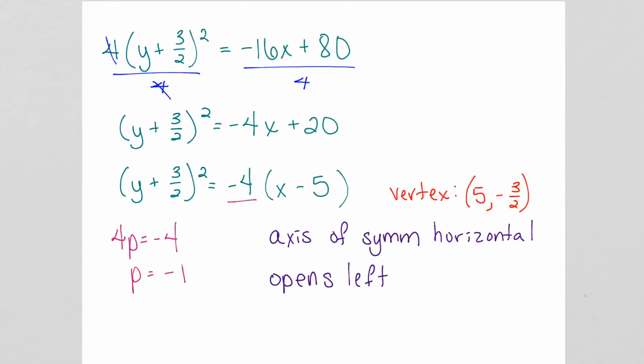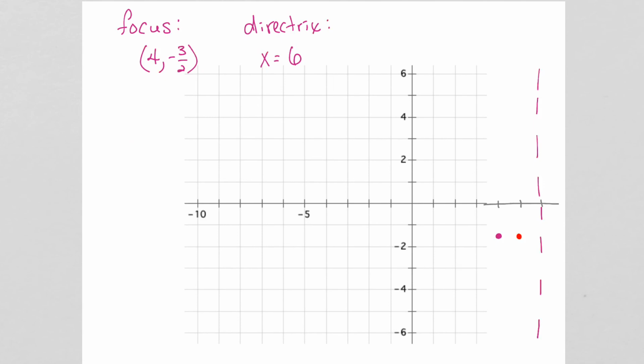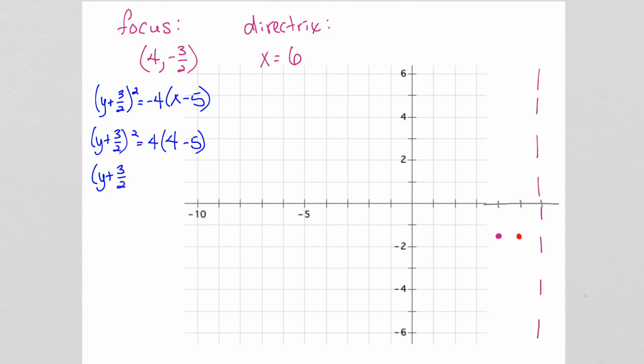The last thing we need is just our 2 points. Seems I've run out of space here. Let's move things around a bit. Okay, so to find our 2 points, we need our standard form. So that was y plus 3/2 squared equals -4 times x minus 5. And we're going to plug in, we need it to be up here and down here. So where x is 4. So 4 minus 5 is -1. And -1 times -4 is 4.